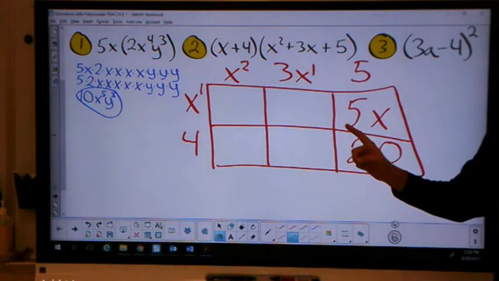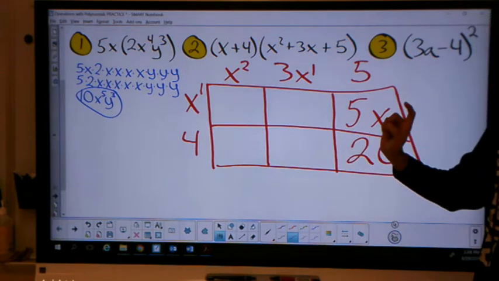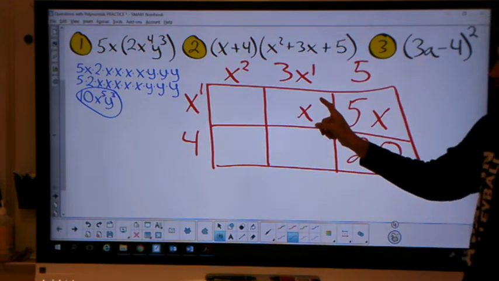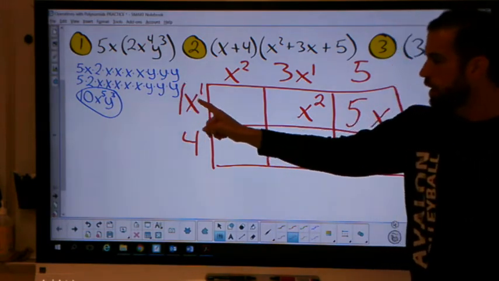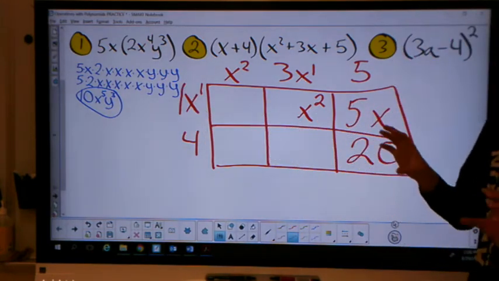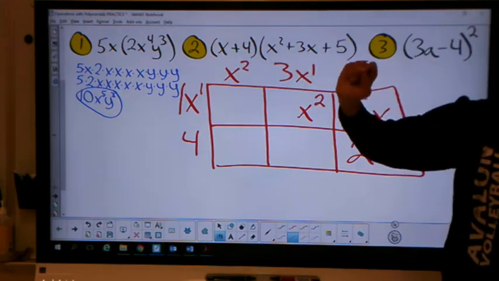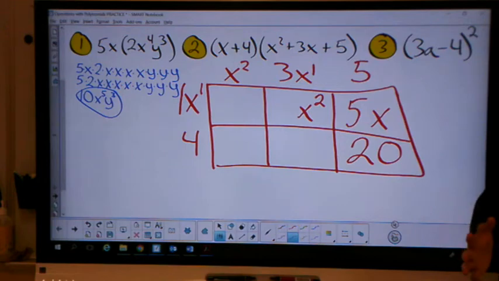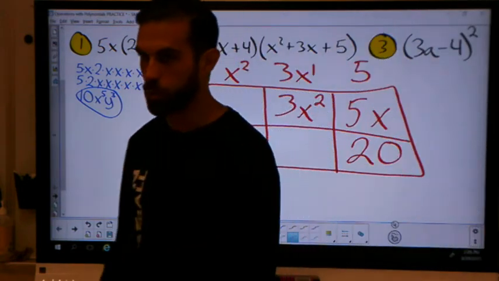Let's go with Braden. It is 4x to the power of 2. Very close. Your x to the power of 2 was correct, but remember, there is a 1 in front of that x and you multiply the numbers. The exponents get added, but the numbers get multiplied. So, Abby? 3x squared. 3x squared. Very close, Braden. 3x squared, that was what I was looking for.